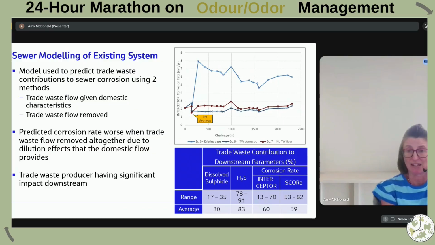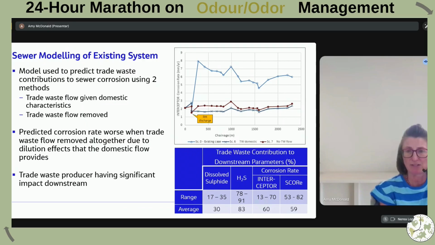So you can see that some form of control at their site could have a significant beneficial impact for the sewer. And the reason that the H2S contribution was much higher than the dissolved sulphide is that there was a lot of turbulence generated in the discharge main from the discharge manhole from the rising main, which caused the sulphides to move to the vapour phase.